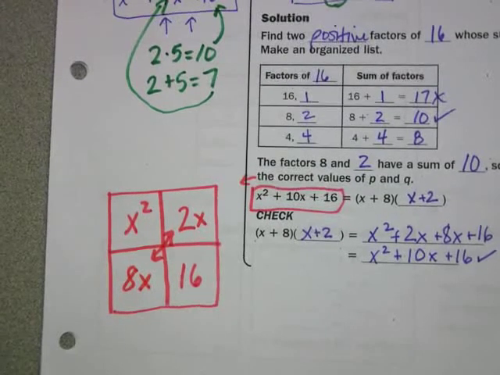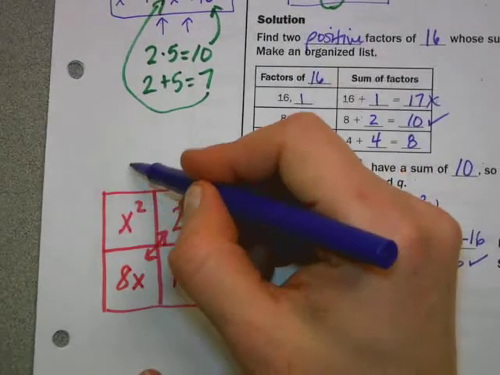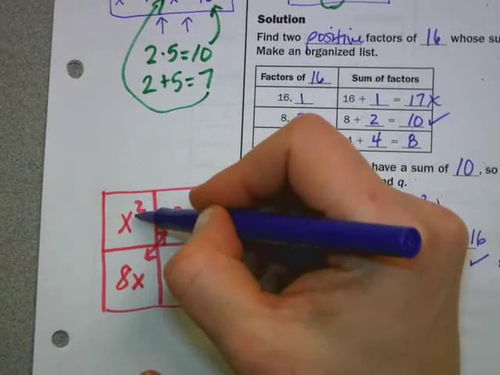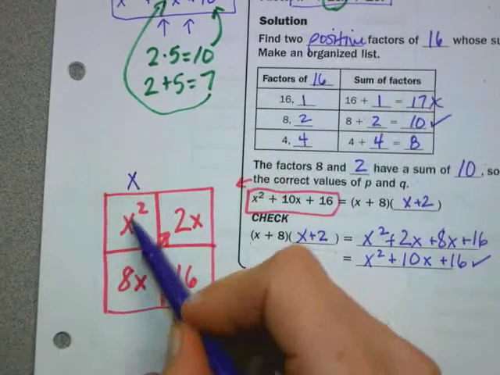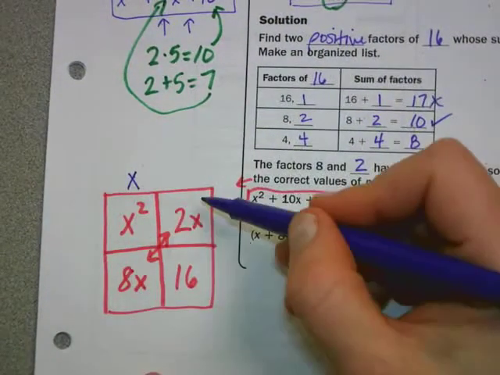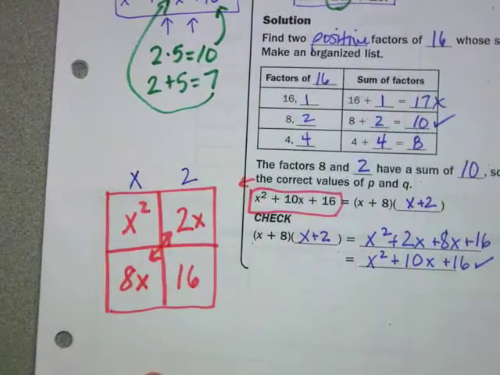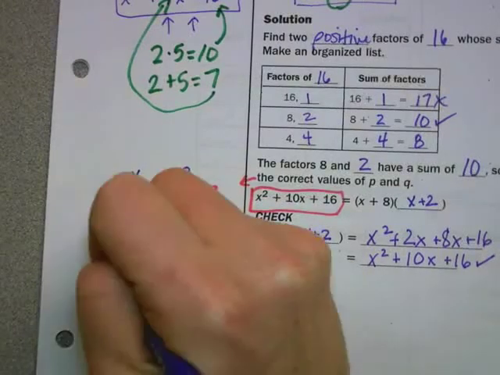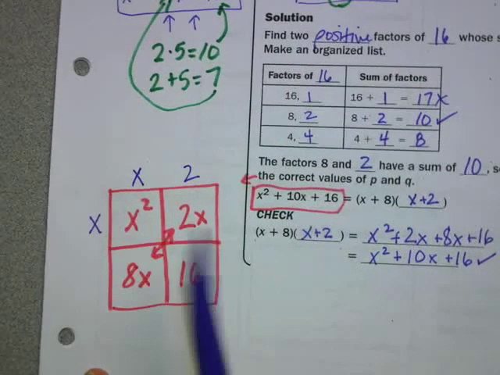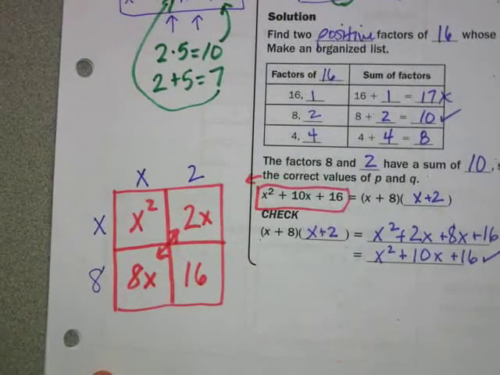And now what I'm going to do is factor out the greatest common factor of each column and each row. So, looking at this column, what is the greatest common factor? There's an x squared and there's an 8x. So an x is the greatest common factor in this column. In this column, 2x and 16, 2 is the greatest common factor. In this column, x squared and 2x, x is the greatest common factor. And in this column, 8x and 16, 8 is the greatest common factor.